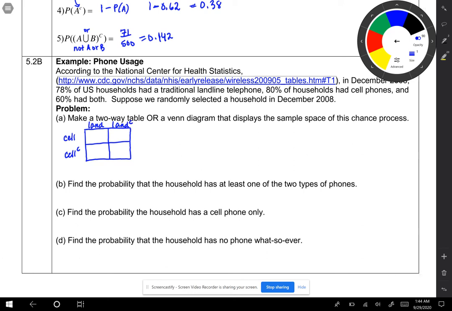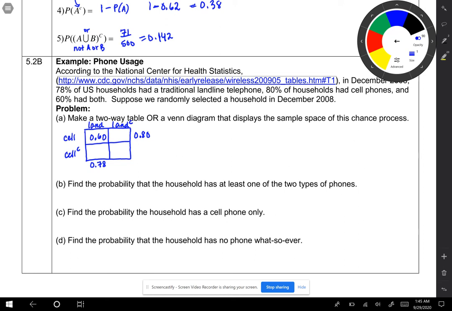And it says, let's see, 80% had cell phones, so that would be out here, 0.80. And 78% had landline phones. And then we have one more statistic. It says 60% had both, so that goes right here. And I just changed all these to decimals. We don't want to deal with percents. We can't do any calculations that way. And then you can figure out everything else.